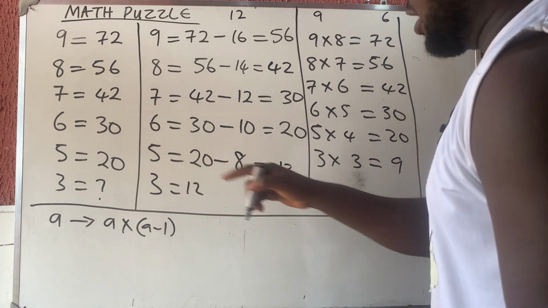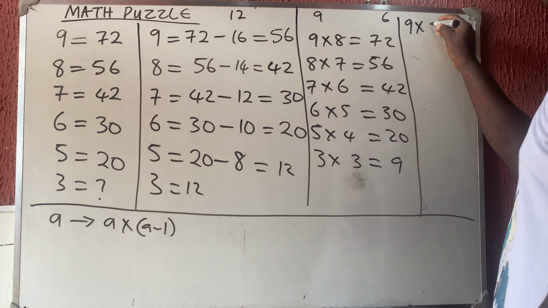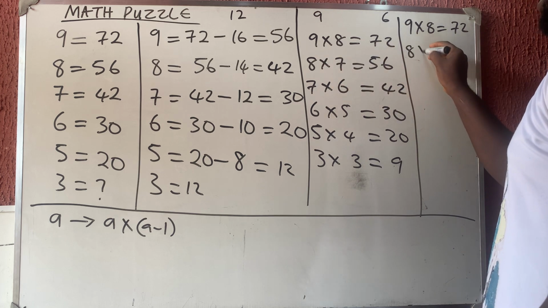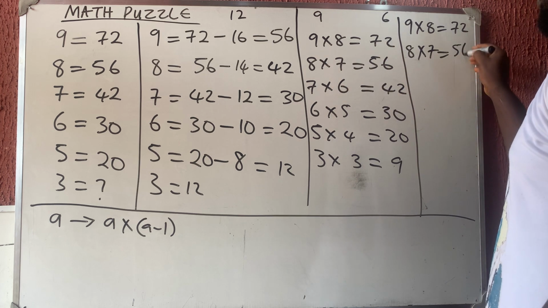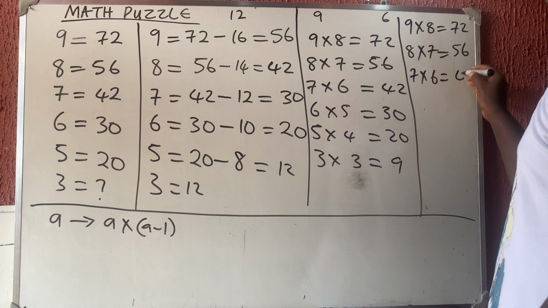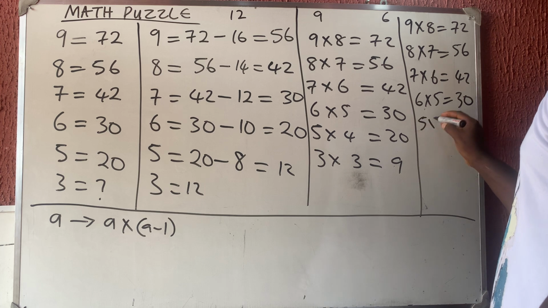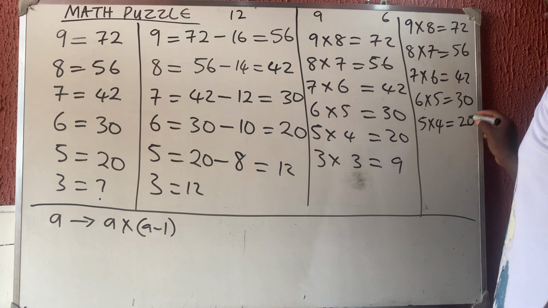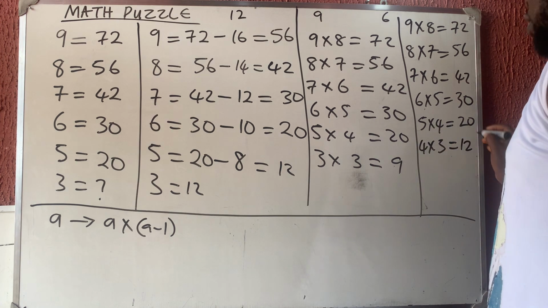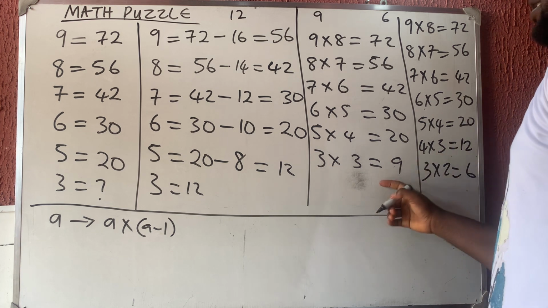So to get the answer for 9, 9 times 9 minus 1, which is 8, will give you 72. So go to the next one, 8. 8 times 7 will give you 56. Let's go to the next one, that is 7. 7 times 6 gives you 42. The next one, 6 times 5, which is 30. The next one, 5 times 4, which is 20. The next one should be 4 times 3, which is 12. Then the next one will now be this 3. 3 times 2, which is 6. That is the mistake they made here.